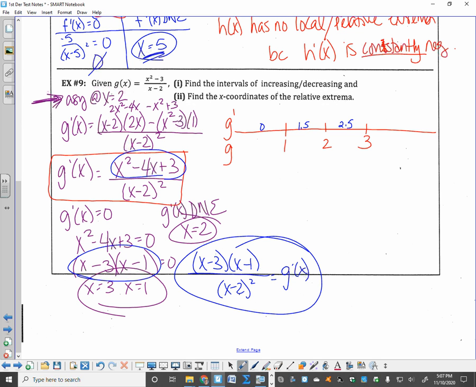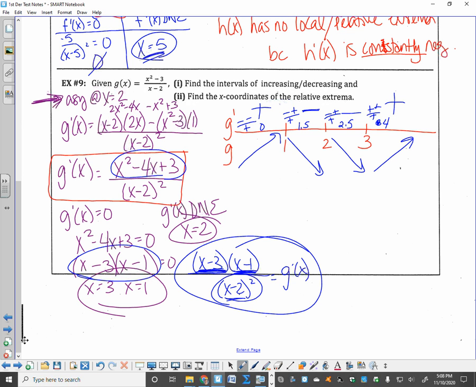So if I plug in a 0, I'm going to be negative times a negative over a negative squared, positive. So that's positive. 1.5: negative times 1.5 minus 1 positive. My bottom's always going to be positive because it gets squared. That's a negative. 2.5: negative, positive, bottom's always positive. So negative. And again, that makes sense because there's an asymptote at 2. It should not have a max or a min. And then I didn't pick somebody over here. Let's pick a nice round number, 4. Positive, positive, positive. So increasing, decreasing, decreasing, increasing.